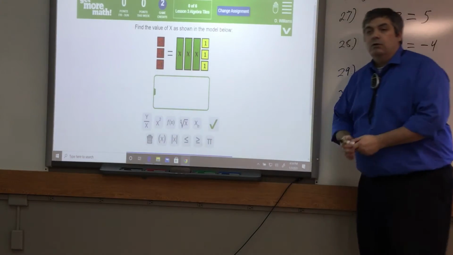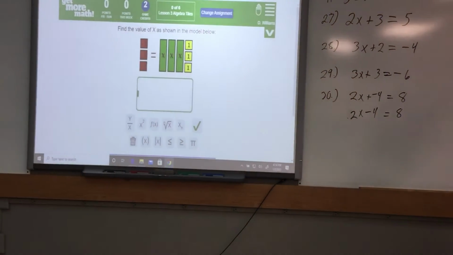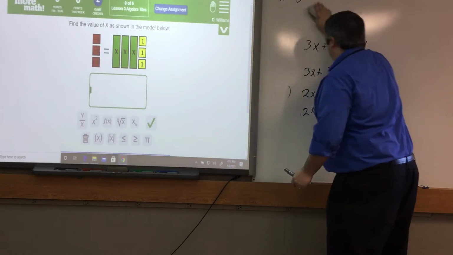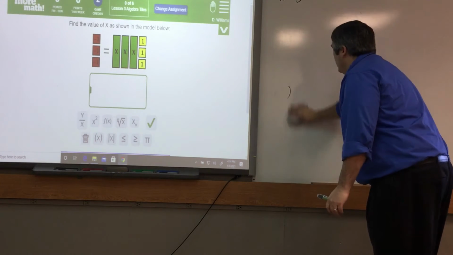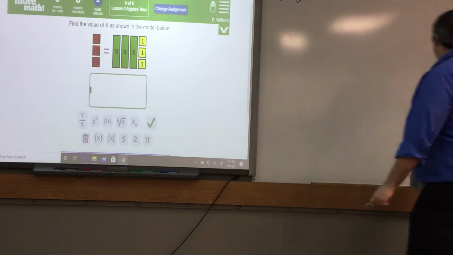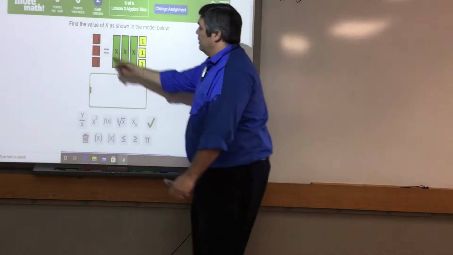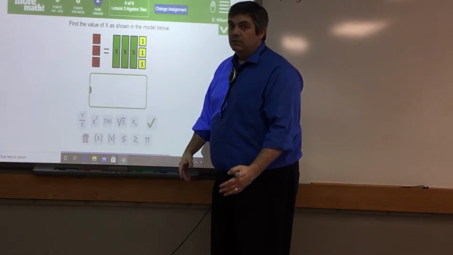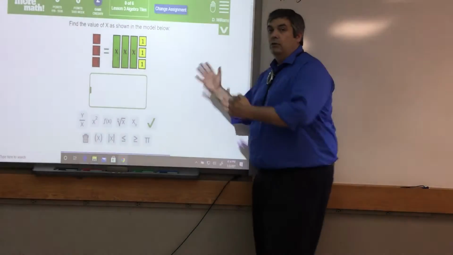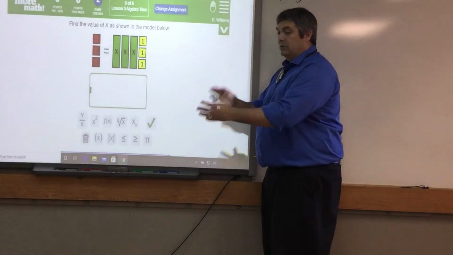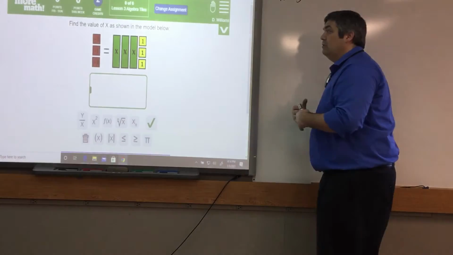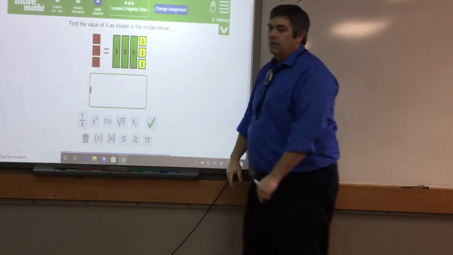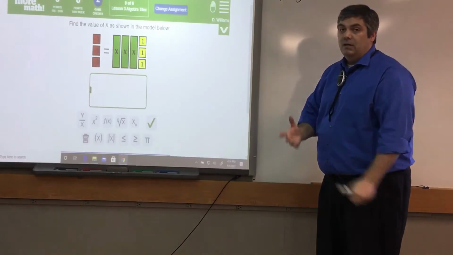We're going to come over here and look at Get More Math. Now, with Get More Math, we're actually going to set these up and solve them. We set these up just a minute ago. So again, the reds are the negatives, the greens are positives, and the yellows are positives. It looks just like it did in that other screen that I showed you. It's the same thing, but the first thing you need to do is set it up. Now notice it says find the value of x as shown in the model below. So this is a model of it. We're going to set it up, and then we're going to solve for x.